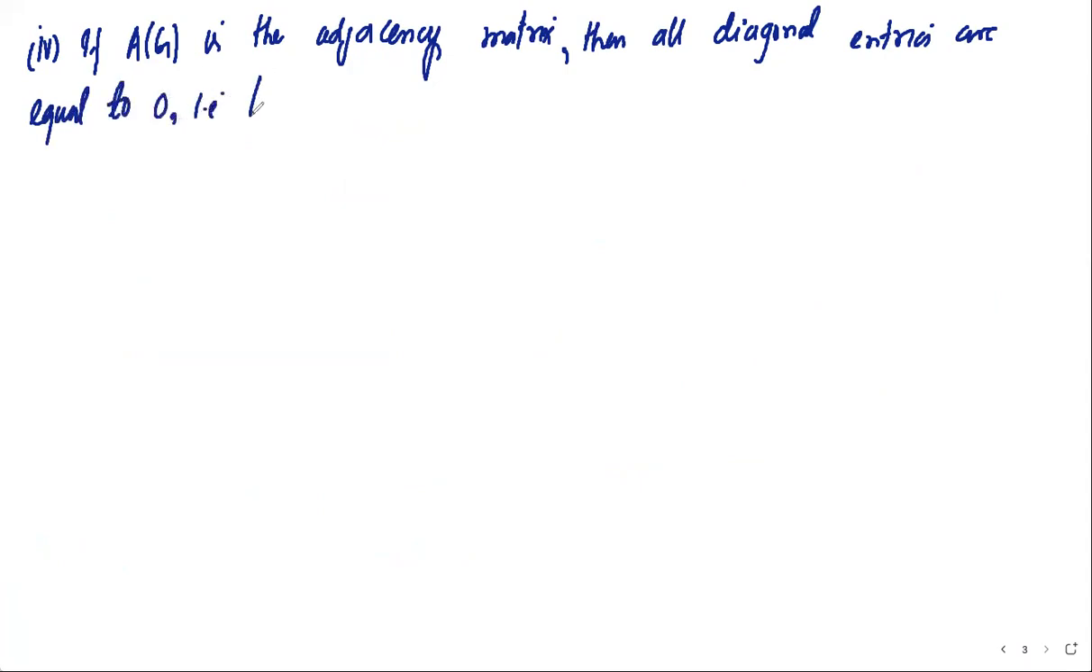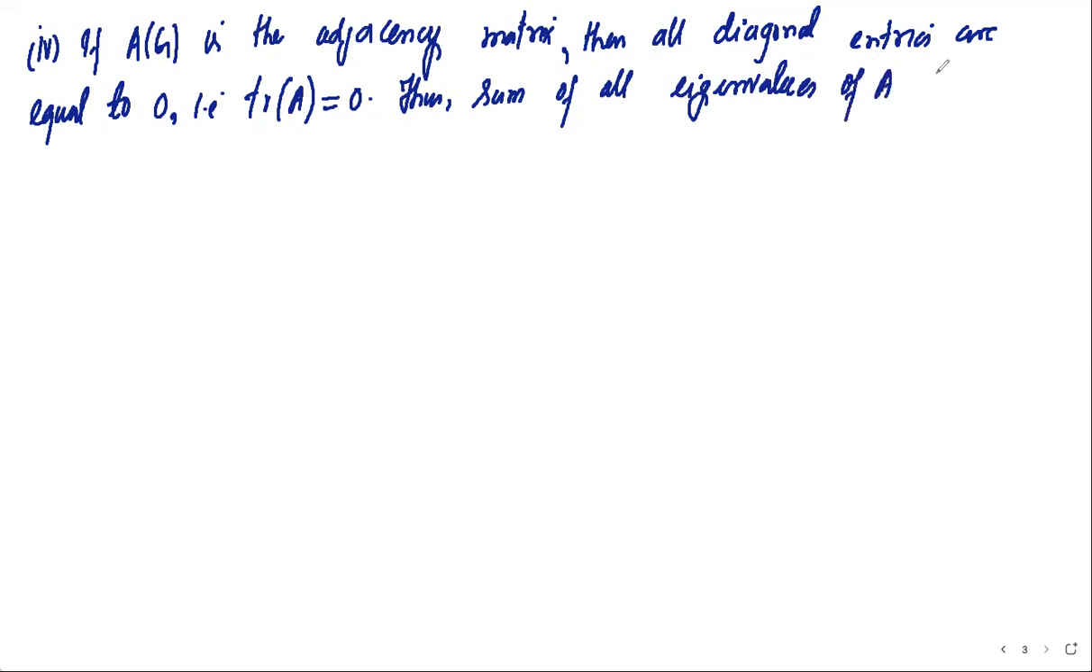That is, the trace of the adjacency matrix A is always equal to 0. But we know that the trace of the adjacency matrix is equal to the sum of the eigenvalues. So thus, the sum of all eigenvalues of A is always equal to 0.